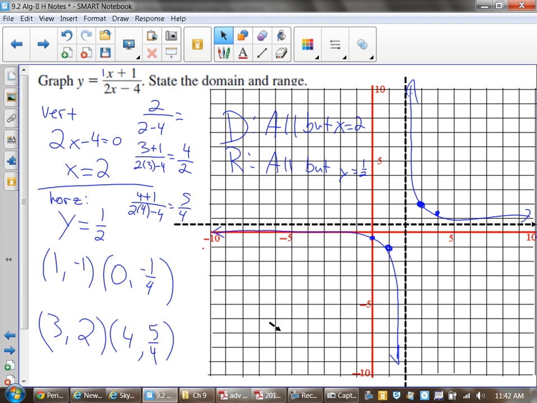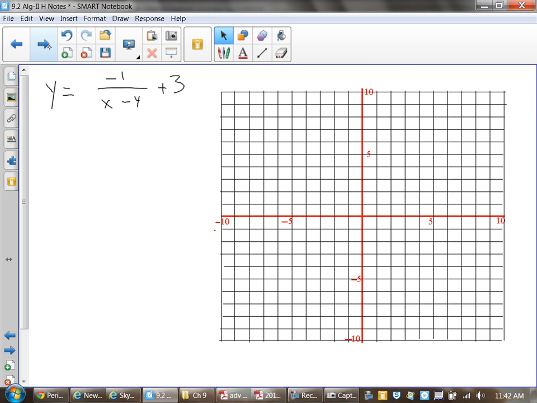So again, hopefully not so scary. Tomorrow when we get into more of this stuff, sometimes with your polynomials you have to factor to find possible zeros, and there's going to be a bunch of different cases for your other style asymptotes. So let's try another one. Take a second and try this one. Again, state your domain, your range, your asymptotes.